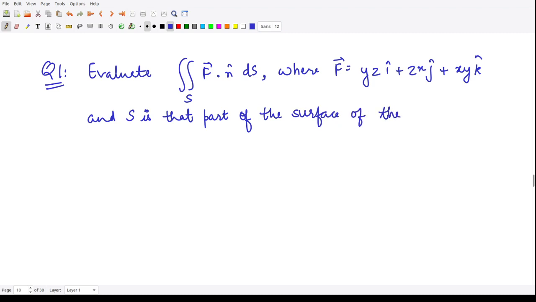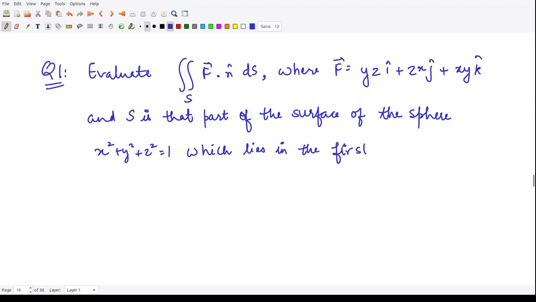of the sphere x square plus y square plus z square is equal to 1, which lies in the first octant, right? So this is the question. That means we are to calculate the surface integral over the part of this sphere.